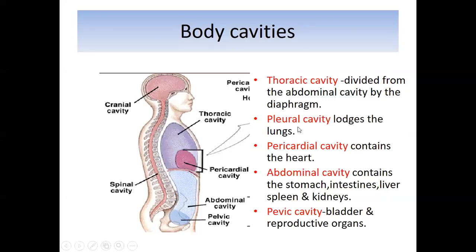Then we have the pleural cavity, which lodges the lungs, and the pericardial cavity, which contains the heart. The abdominal cavity contains the stomach, small intestine, liver, spleen, and also the kidney. And the last one is the pelvic cavity, which contains the bladder and also the reproductive organs.